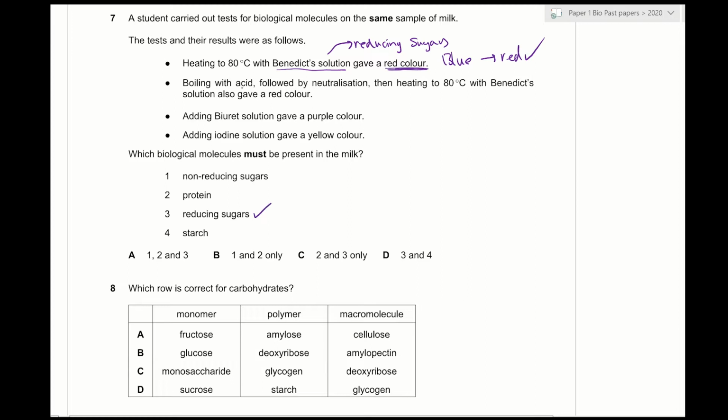Now, boiling with acid followed by neutralization, then heating at 80 degrees Celsius with Benedict's solution also gave a red color. Here, we cannot guarantee that. By the way, if we add the acid, we hydrolyze the glycosidic bond of a non-reducing sugar, forming a reducing sugar, and this is the basis for a non-reducing sugar test.